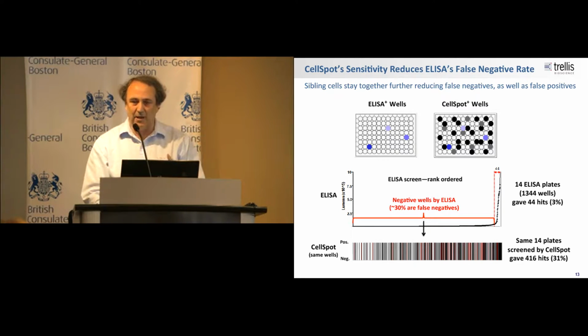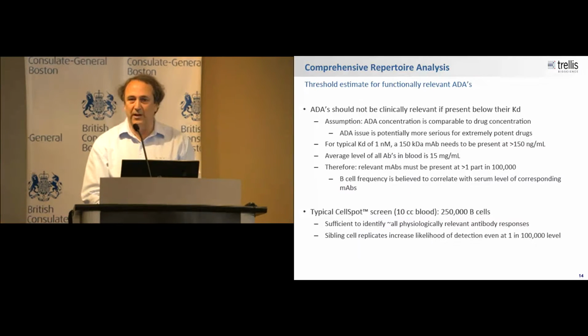And it turns out that about 30% of the wells that scored negative by the ELISA assay actually do contain antibody-producing cells that recognize the antigen. They're just not producing enough of it to be detected by the ELISA assay. So if you can find more things, then that's going to be a good thing.